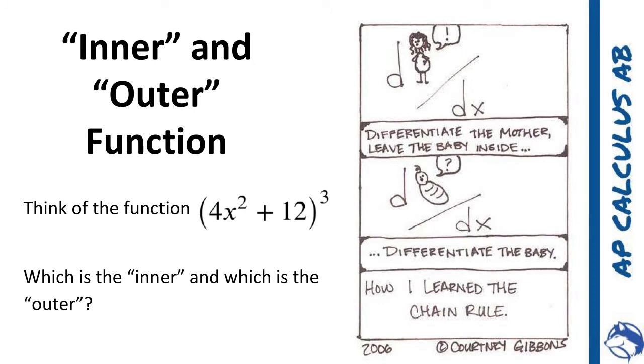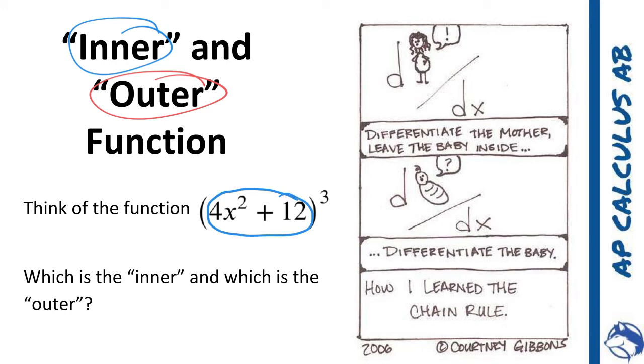Another way to think about this is if you were to have like an inner and an outer function, then in this function what I've got going on the inside is this piece right here, and the outside is what I've got going on right here. So that's the outer, is that to the cubed power, and the inner is that part there.